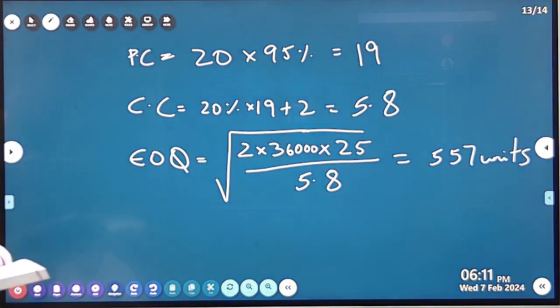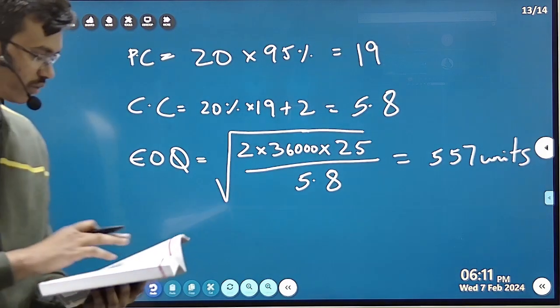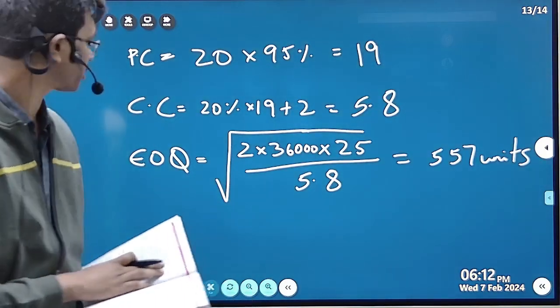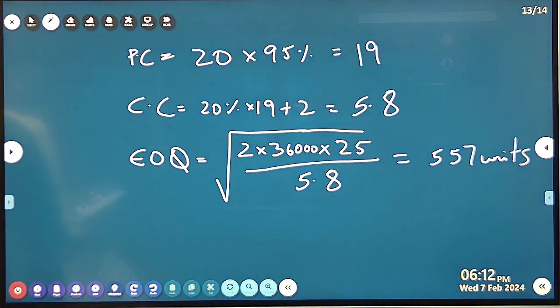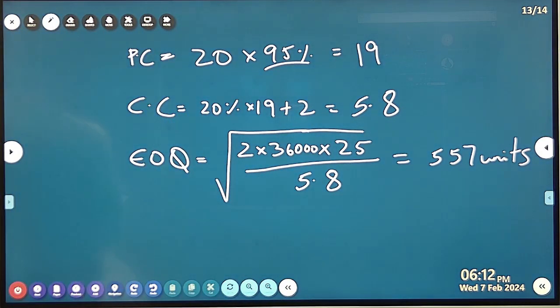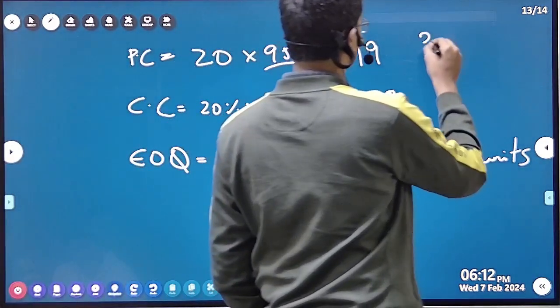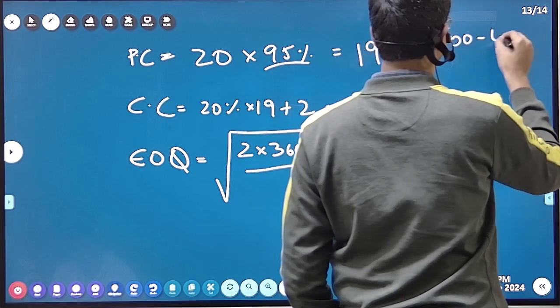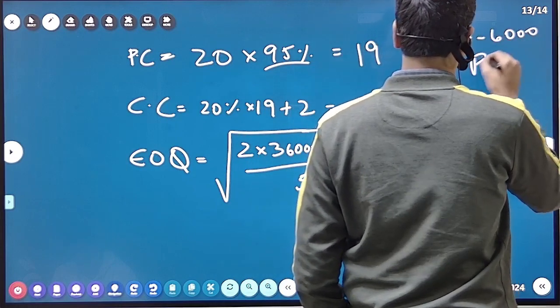Okay. So now let us calculate whether we are eligible for the 5% discount. We have to order 557 units per batch. To get this 5% discount, you will have to order above 3000 units and below 6000 units per month. So your order should be in the range of 3000 to 6000 per month.